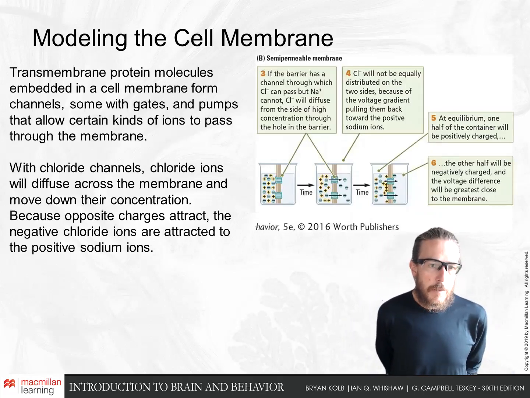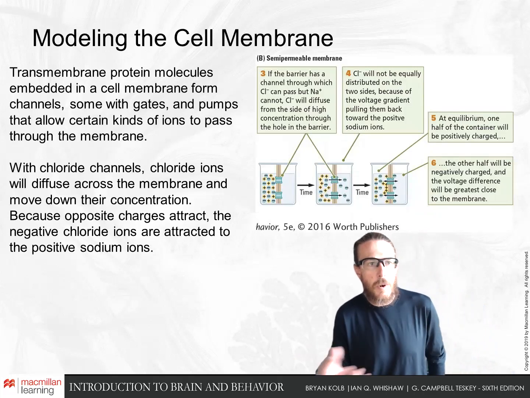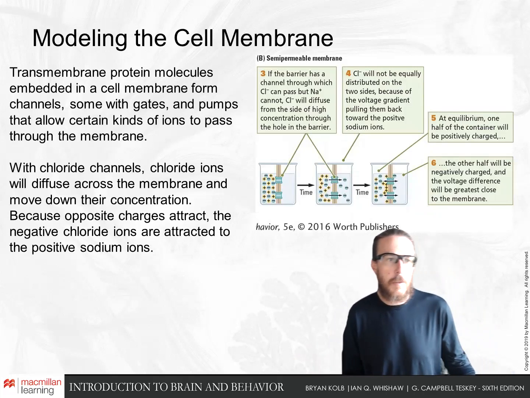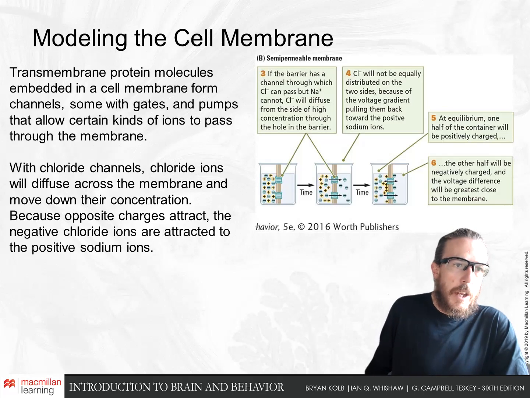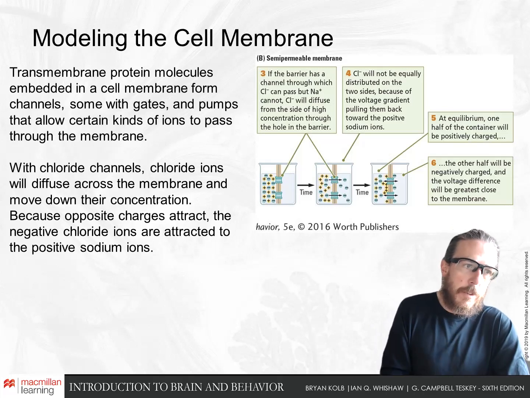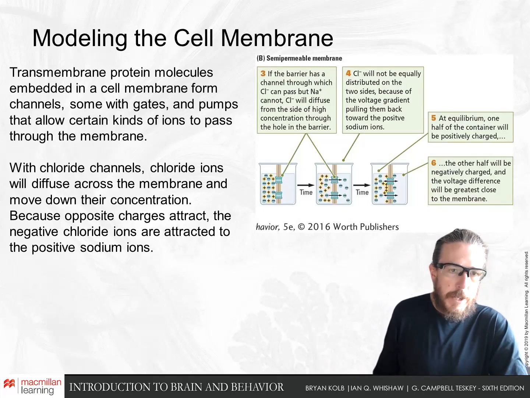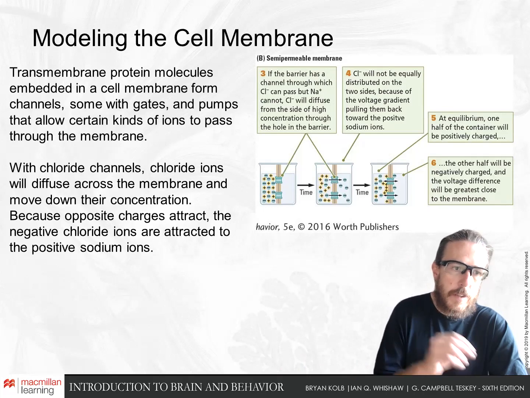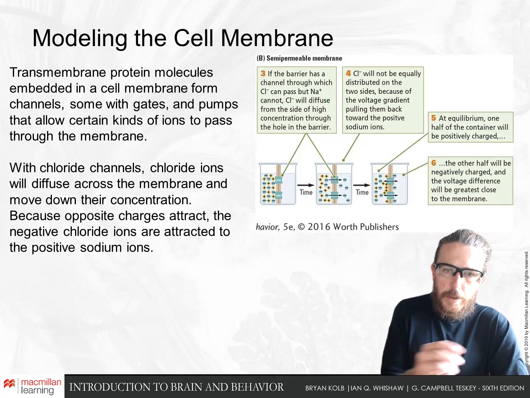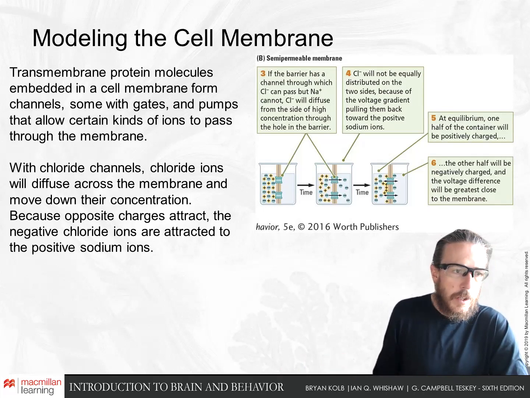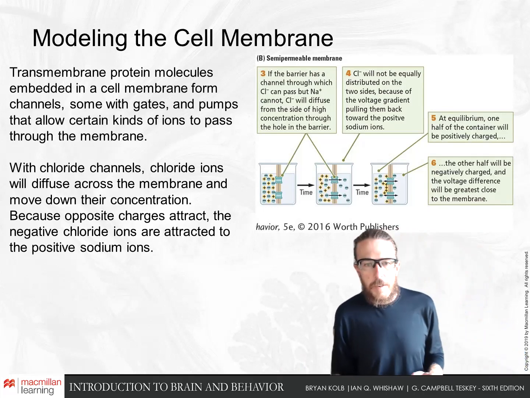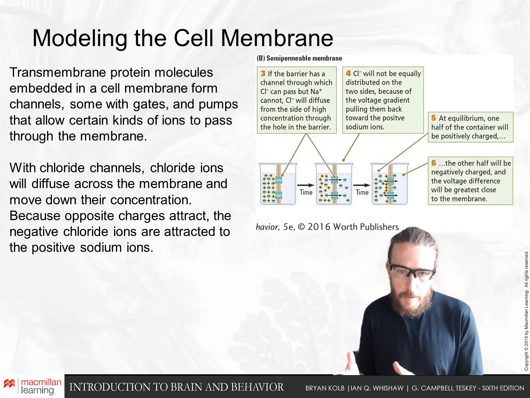So in reality, though, this membrane has proteins that cross it. And these form little channels or gates or pumps, as we saw last week, and they allow certain things to pass through. So for instance, if these were chloride channels, then chloride ions could pass through because they're more concentrated on the salty side than the less salty side. And the negative charge also will pull those same chloride ions over. But because they're also attracted to the positive charge, they won't all move over.